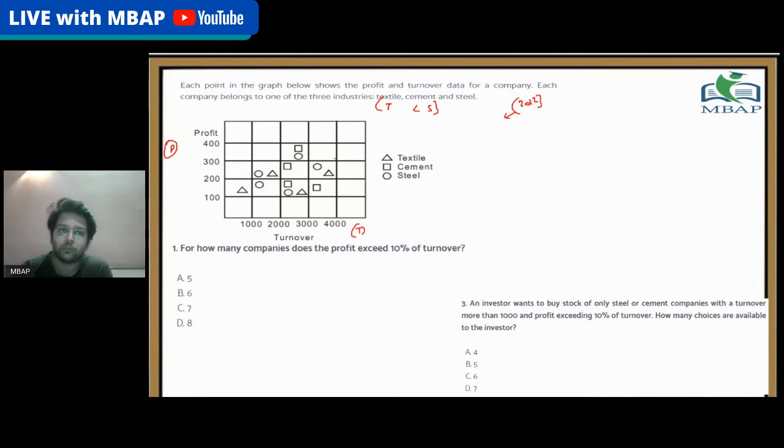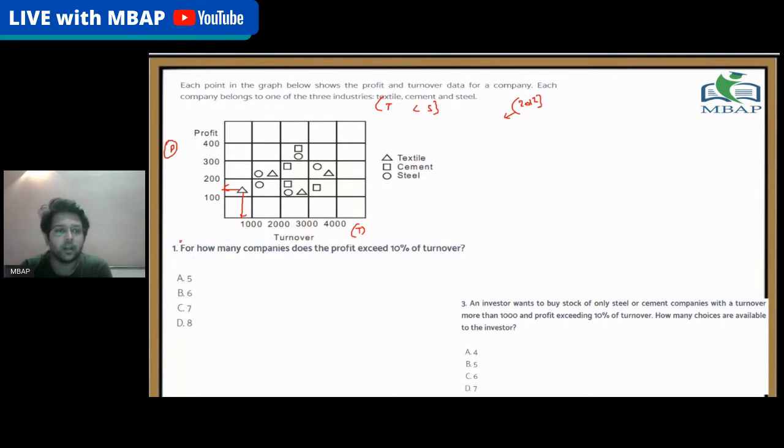In the lot, you will always find easy questions also. You have profit data and you have turnover data. To find a profit, you will make a line like this. To find a turnover, you will find a value like this. Clear? On the y-axis, draw a line to find the profit. On the x-axis, draw a line to find the turnover.